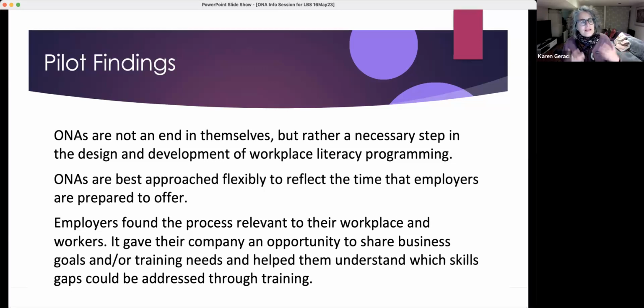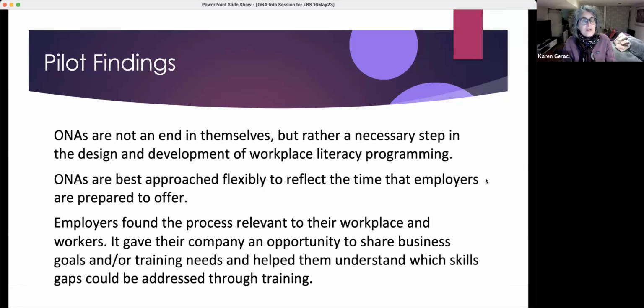We recognize that ONAs are best approached flexibly. The way that the three were conducted under this pilot, very different from each other as they needed to be. Obviously, they had to take into account these very constrained timelines. But we again sort of learned how necessary it is to take your lead from the employer when you're planning an ONA. We also learned that employers really actually enjoyed the process.